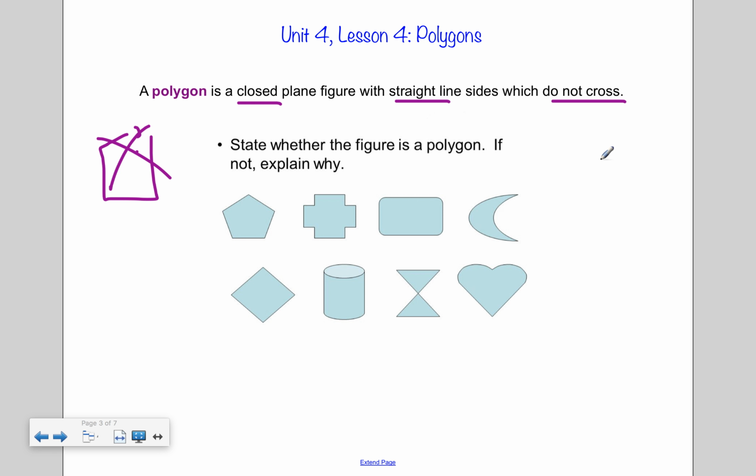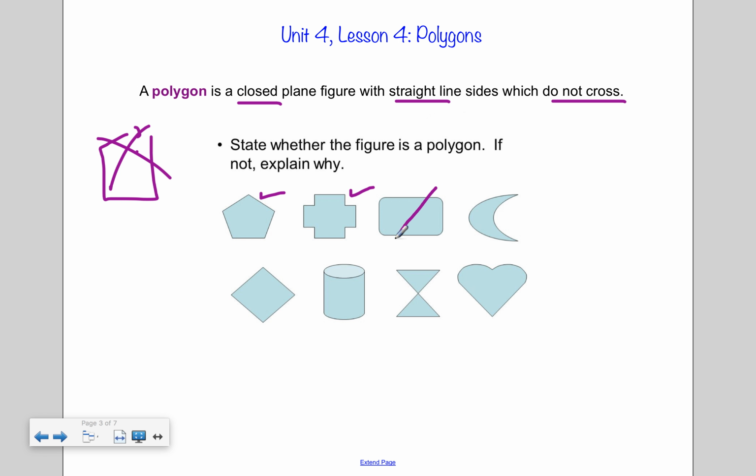If you're done copying down the definition, let's go through a few examples here. State whether each figure is a polygon. If not, explain why. So let's start at the beginning. What do you guys think about this one here? That one is, yes, that's a polygon. It qualifies for all of these rules in the definition. This one is also yes. It looks a little bit more like a plus sign, but that's a polygon.